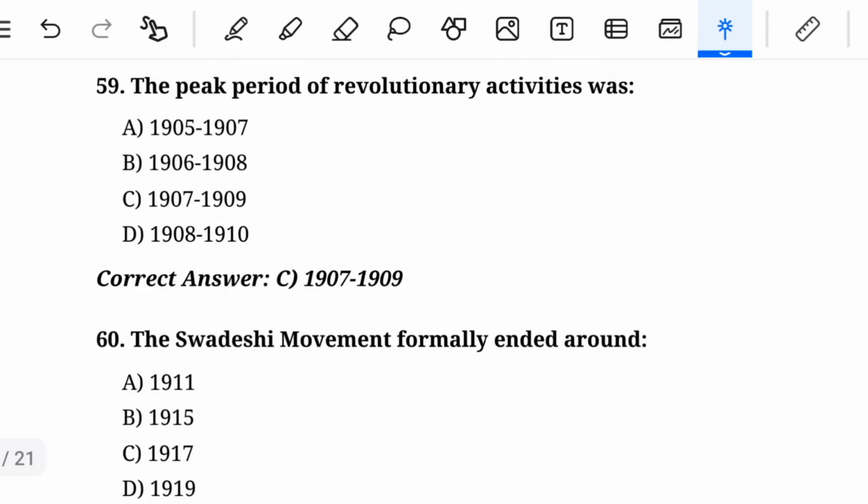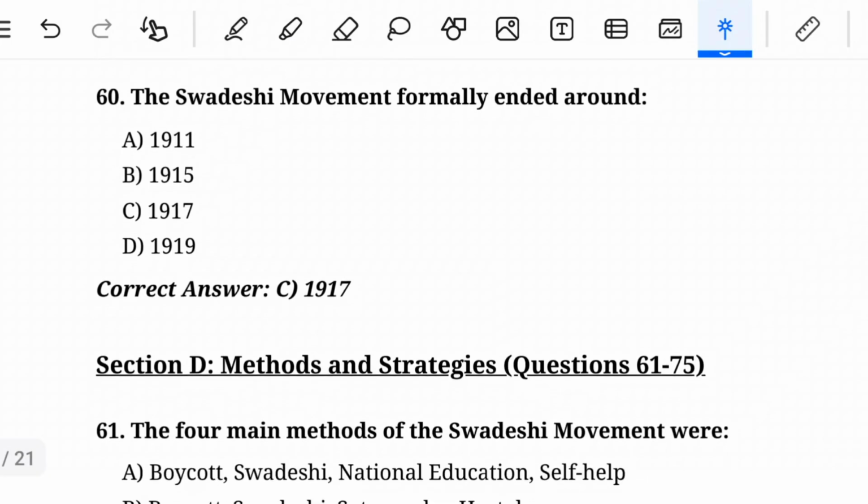59. The peak period of revolutionary activities was: A. 1905 to 1907, B. 1906 to 1908, C. 1907 to 1909, D. 1908 to 1910. Correct answer, C. 1907 to 1909. 60. The Swadeshi movement formally ended around: A. 1911, B. 1915, C. 1917, D. 1919. Correct answer, C. 1917.